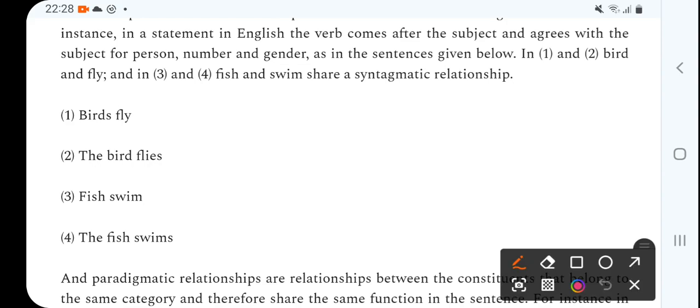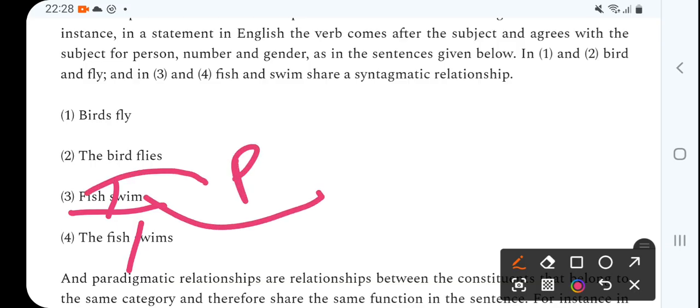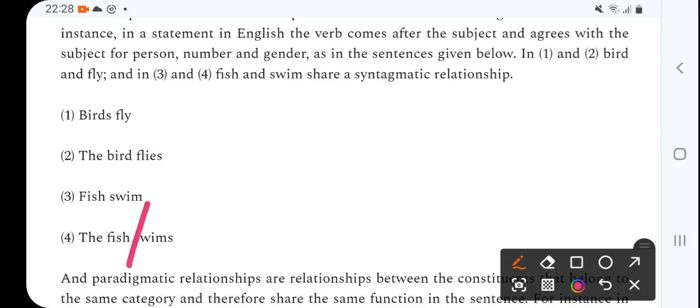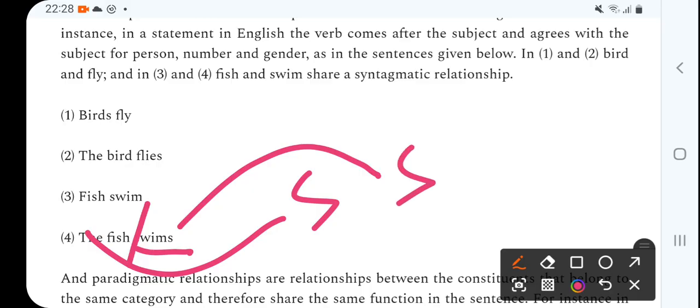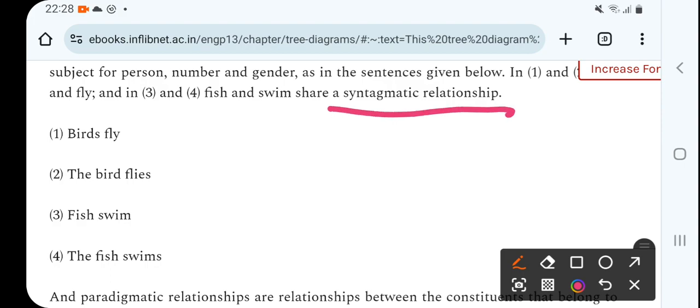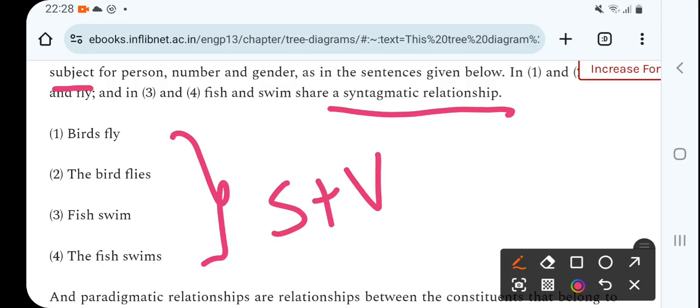Same case, fish swim, and the fish swims. Actually the plural of fish is fish only. So here fish is plural and swim is plural. And in this case fish is singular, the fish is singular and that's why swims is singular. So these are syntagmatic relationships.